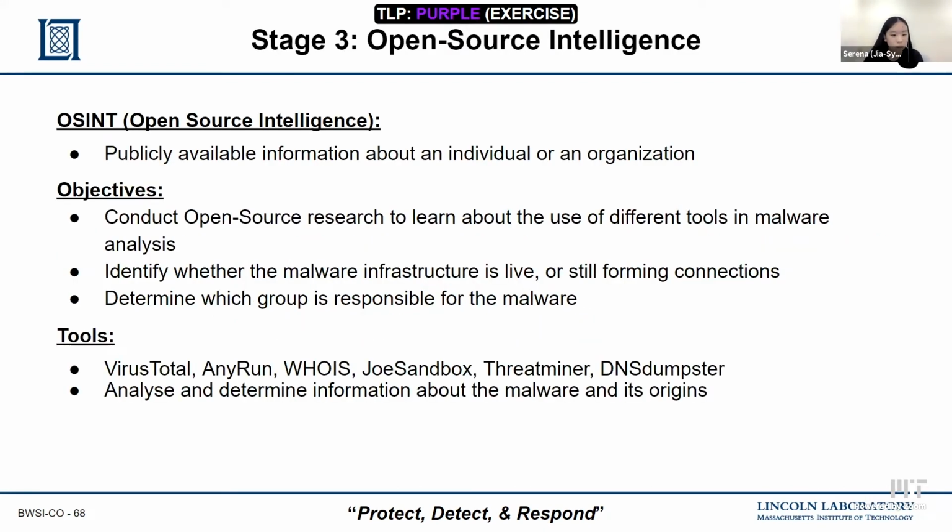Open source intelligence, or OSINT, is collected through publicly available information about an individual or an organization. For this capstone project, Stage 3 is focusing on conducting open source research to learn about the use of different tools in malware analysis, identify whether the malware infrastructure is live or still forming connections, and determine which group is responsible for the malware. Some of the tools that we use in our analysis are VirusTotal, AnyRun, Whois, Joe Sandbox, ThreatMiner, and DNS Dumpster. These open source resources allow us to analyze and determine critical information about the malware and its origins.